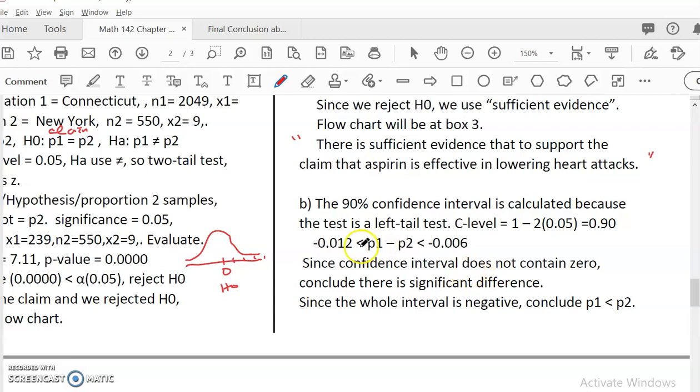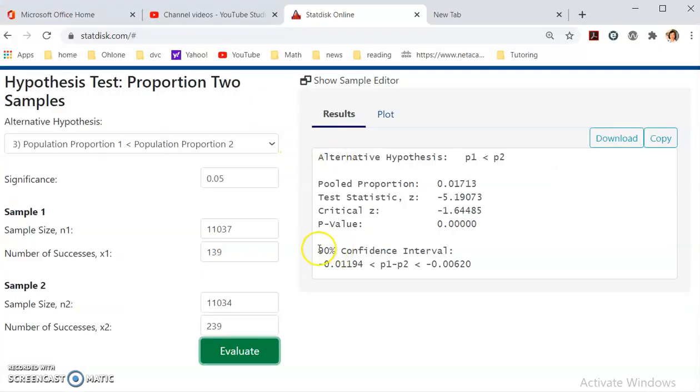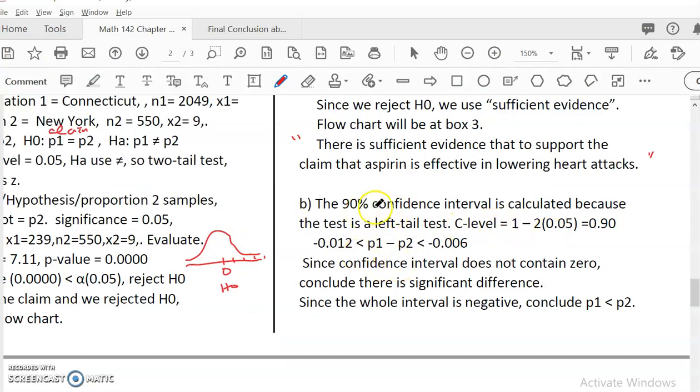And then we also write down our confidence level. The confidence level is 90%, is it? Let's look at, yes, it's 90%. How come it's not 95%? Because you're doing a left tail test. So the equivalent is you have a 0.05 on one side and a 0.05 on the other side. So 90% is how they calculate it. But they calculate it for you. So it is negative 0.012 and also negative 0.006. So it's 1.2% to 0.6%. So they are different, but the difference is really small.